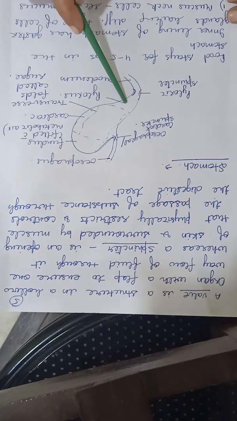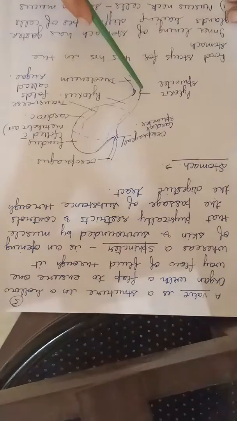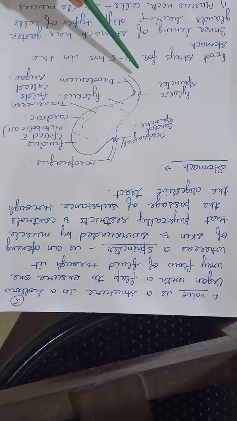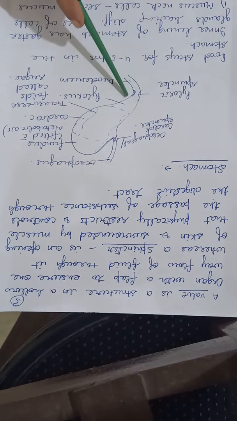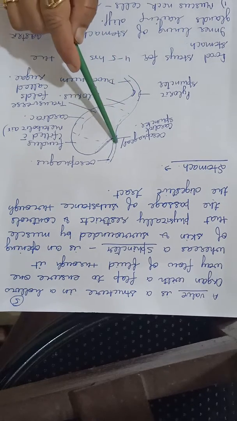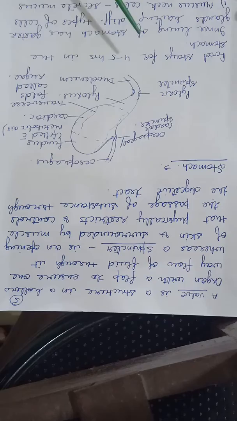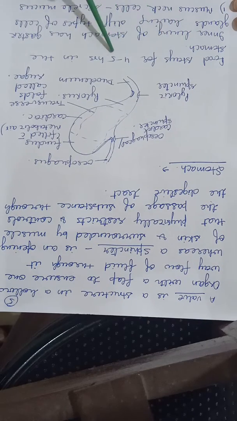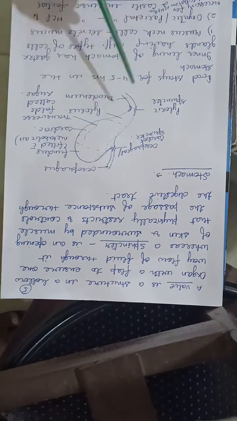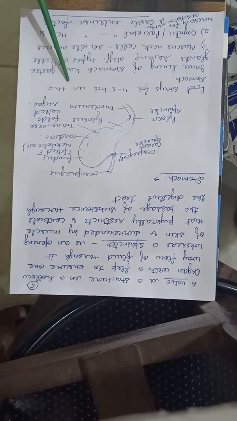The entry of the pyloric stomach into the duodenum is controlled by the pyloric sphincter. So here it is the pyloric sphincter, or lower pyloric sphincter, and this is the cardiac sphincter. Food stays for 4 to 5 hours in the stomach.